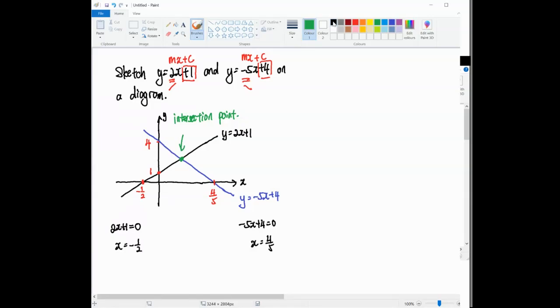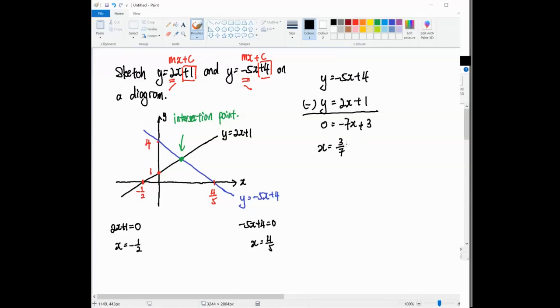It is very simple. We just equate two equations. So y equals negative 5x plus 4. Okay, we can solve by using elimination method. y equals 2x plus 1. This is the famous elimination method. So I subtract, y minus y, I'll get 0. Negative 5 minus 2, I got negative 7. 4 minus 1, I got 3. So x equals 3 over 7.